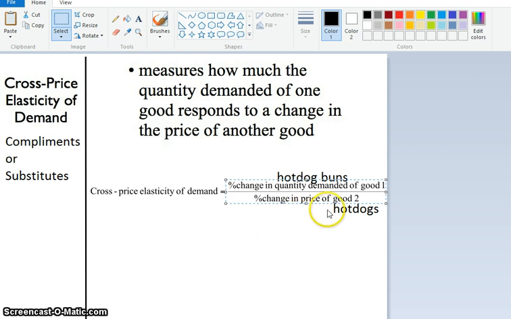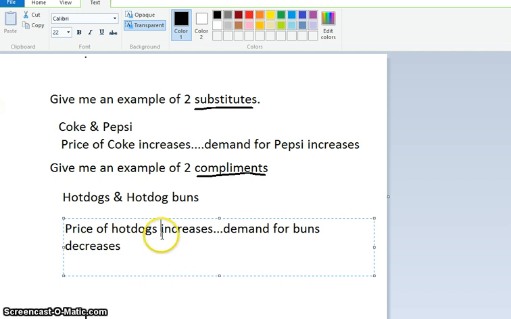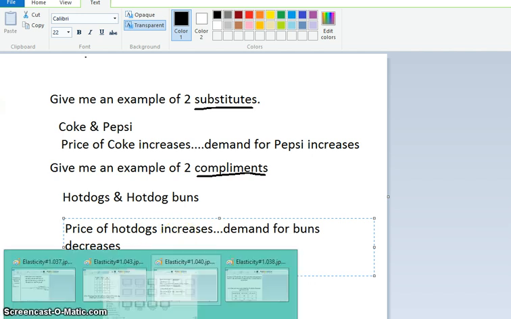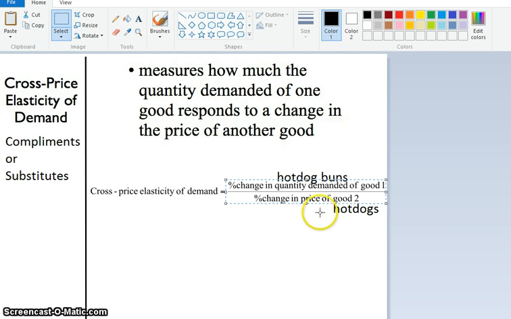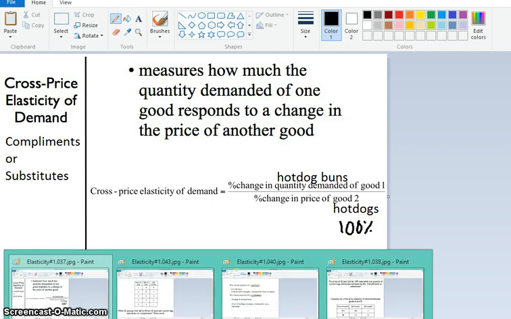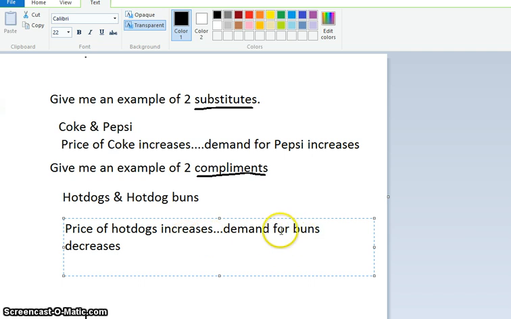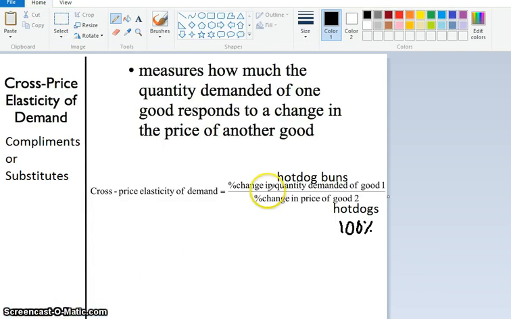Let's just use our hot dogs and our hot dog buns. So we just did this over here. We said, hey, if the price of hot dogs increases, so let's go back. If the price of hot dogs increases, change in price, how much do you want the price of hot dogs to go up? What do you want? 100%? Sure. Okay, 100% increase. Well, then let's see here. The price of hot dogs went up 100%. Then the QD for the buns is going to have to decrease. So how much do you want it to decrease? Let's say 50%. Okay.